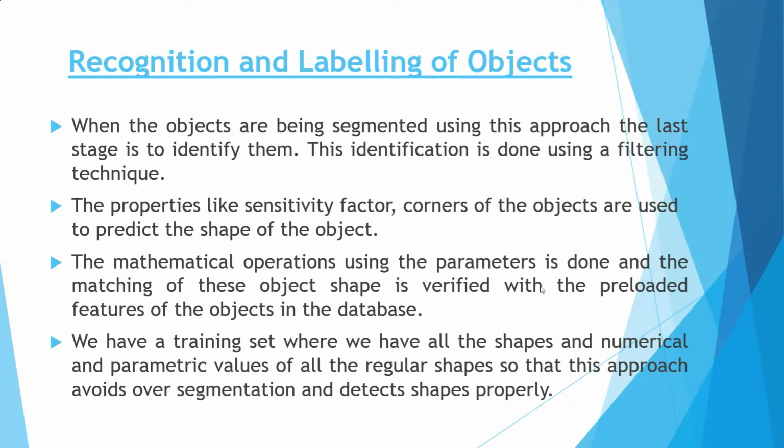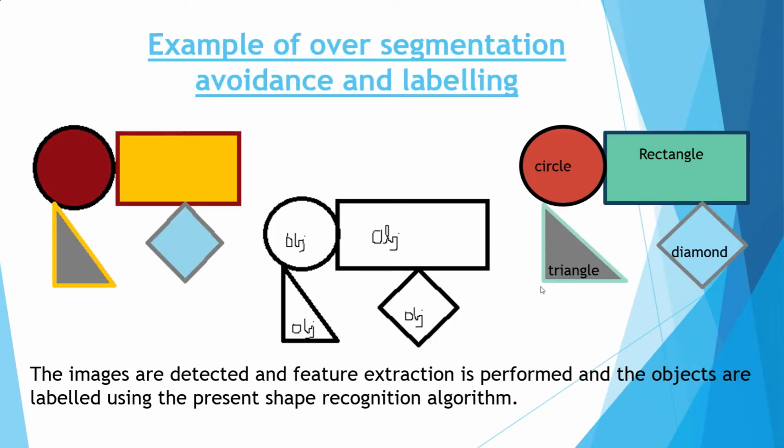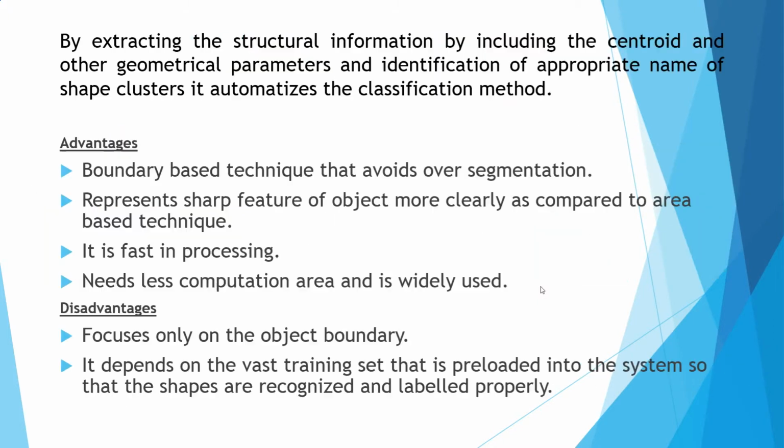We have a training set where we have all the shapes and numerical and parametric values of all the shapes, so that this approach avoids over-segmentation and detects the shapes properly. This is an example of over-segmentation avoidance and labeling. The first image shows the normal image, the second one has the edge detected output of the image, and the third one has the labeled and properly segmented image output. The images are detected and feature extraction is performed, and the objects are labeled using the present shape recognition algorithm.